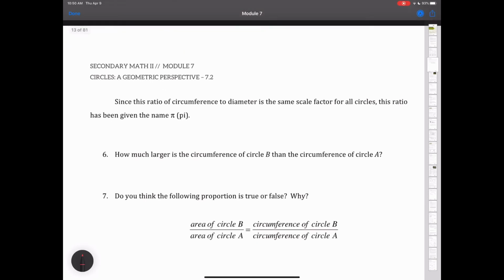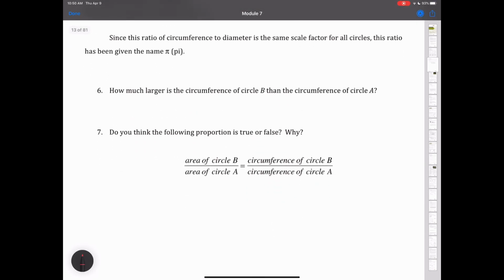Okay, let's go ahead to number 6. Since the ratio of circumference to the diameter is the same scale factor for all circles, this ratio has been given the name pi. Some of you may have even memorized this when you were younger, or at least memorized some digits of it. I think I just have memorized out to 3.14159, and then from there it gets a little fuzzy. But we generally just use the first 3 digits, 3.14, of pi.